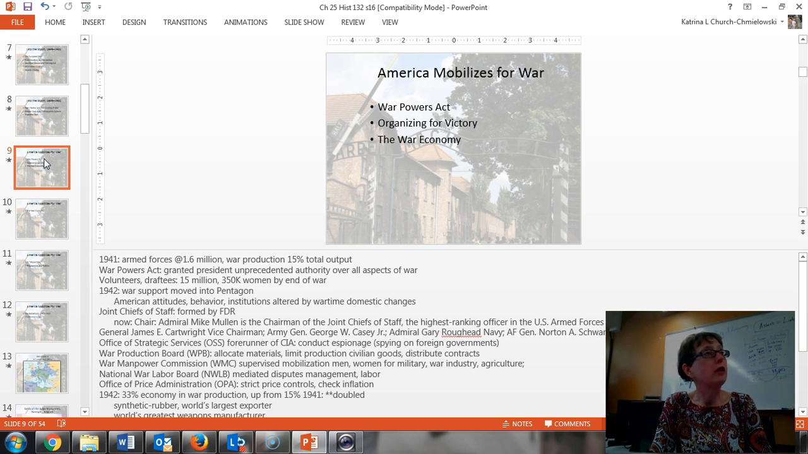He created the Joint Chiefs of Staff. Okay? You'll hear about this whenever you hear about a president talking to his Joint Chiefs of Staff. It's the highest ranking officer in the U.S. Armed Forces, the president's military advisor. You have a lot of different people, Army, Navy, Air Force, Secretary of War. And so that's a new, not organization, but a new melding of the minds, right?